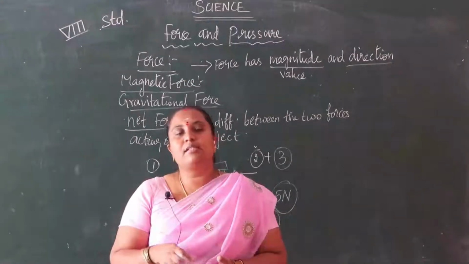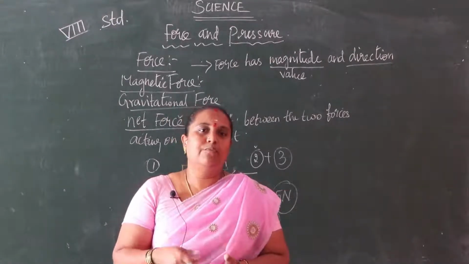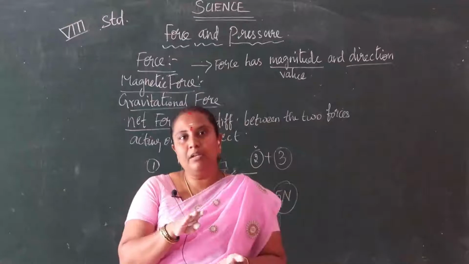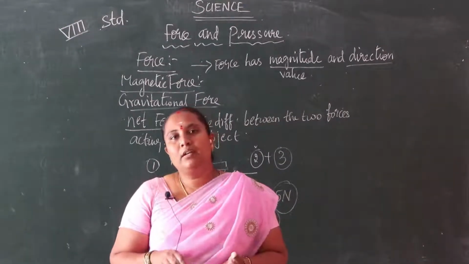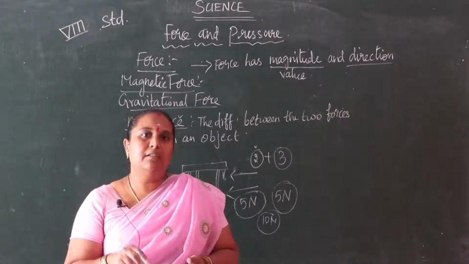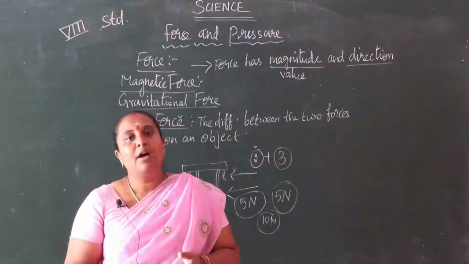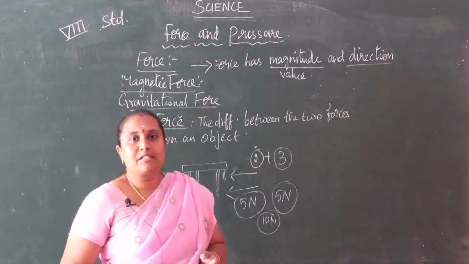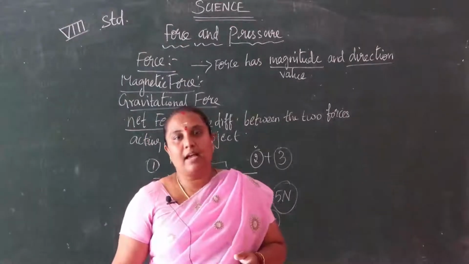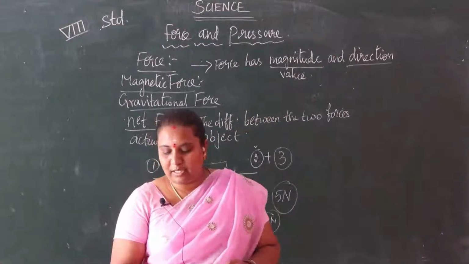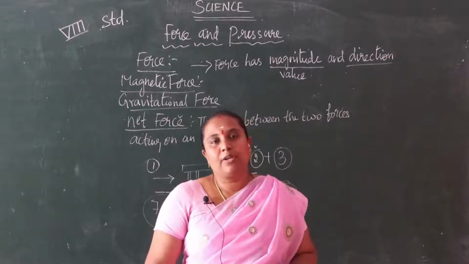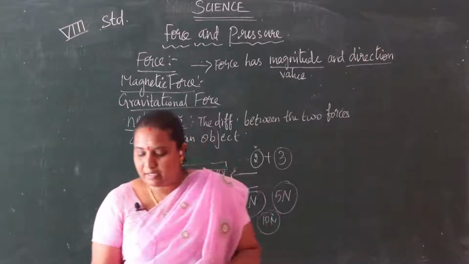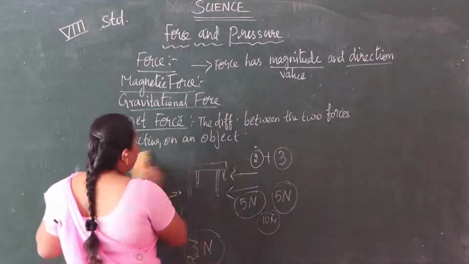So there is a force acting on the object. While we are sitting, the force is acting on the spring, and that spring is pushed. So here also the force acts with a magnitude, a value and a direction. This is the first application of force: force can change the state of an object. The shape also changes, and one more thing, the state of an object.